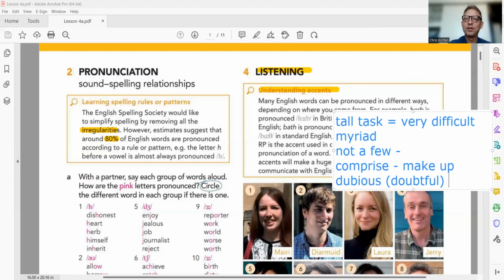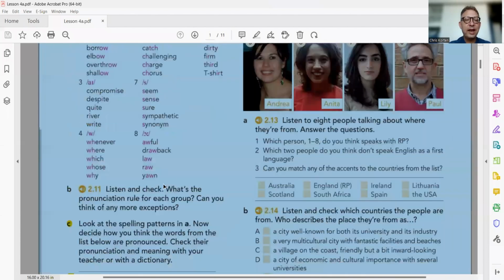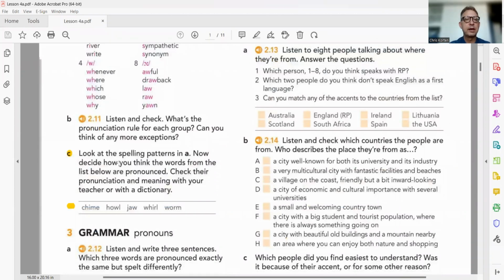All right, let's move on. There are a few things down below that I do want to talk about. All right. So we have a few words here. You're going to do this first section on your own. I'll provide the audio file 2.11. But here we have, look at the spelling patterns in A. You're going to do that.